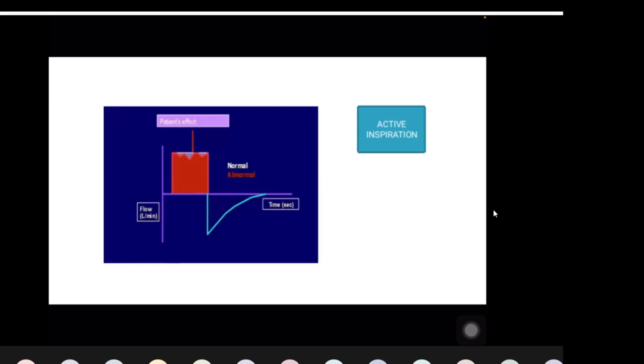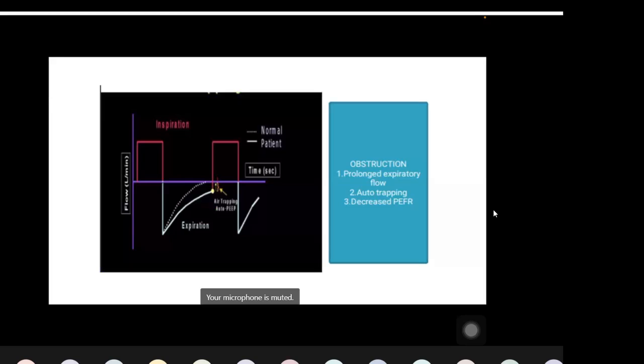If we see a flow time curve with the inspiratory portion having some sort of oscillations, it is indicative of active inspiration by the patient when the breath is delivered. Then if the expiratory portion of the flow time curve fails to reach the baseline, it means the patient is having some degree of air trapping. It is only seen in a patient when there is some degree of airway obstruction. Also, there will be a decrease in peak expiratory flow rate, and prolongation of expiration.